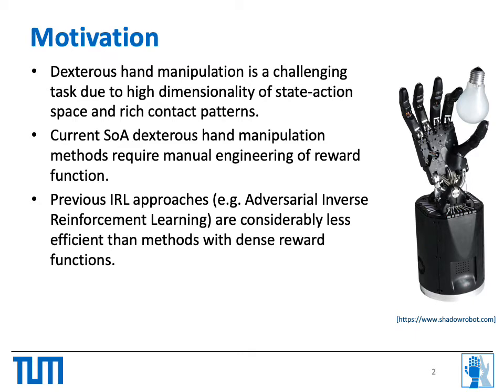Current state-of-the-art methods for dexterous hand manipulation require manual reward function specification, which is a challenging, meticulous task, and this limitation is even more severe given the high-dimensional state-action space. We propose to use the Inverse Reinforcement Learning framework to learn dexterous hand manipulation directly from demonstrations. We extend the state-of-the-art inverse reinforcement learning method to allow efficient learning in this difficult setup.